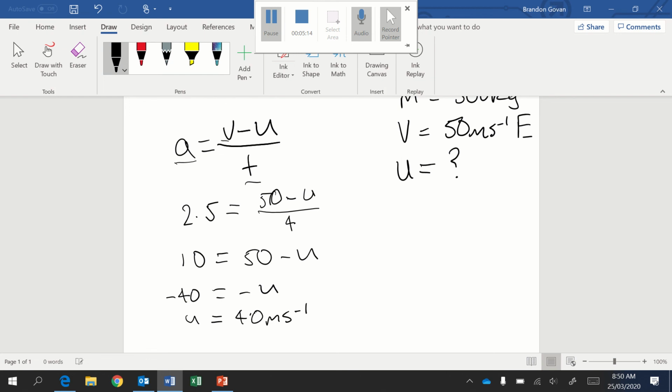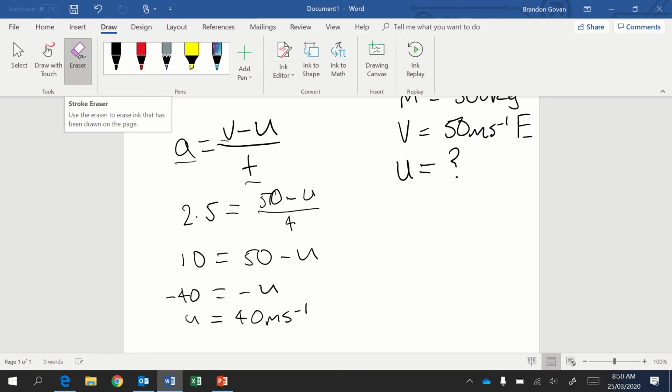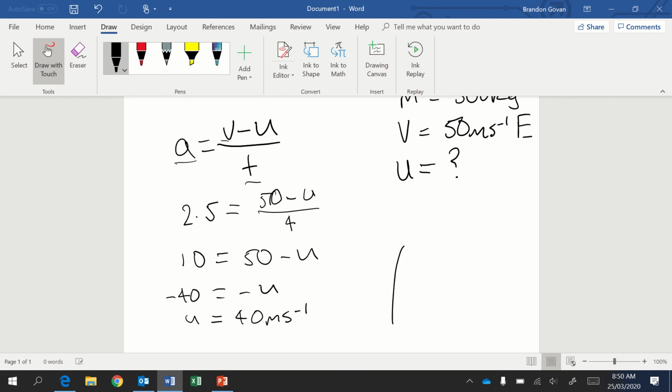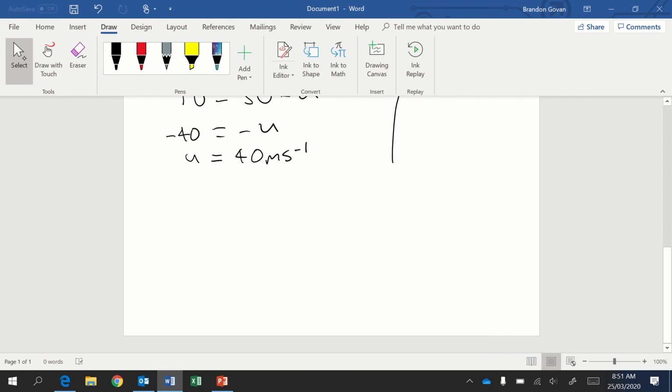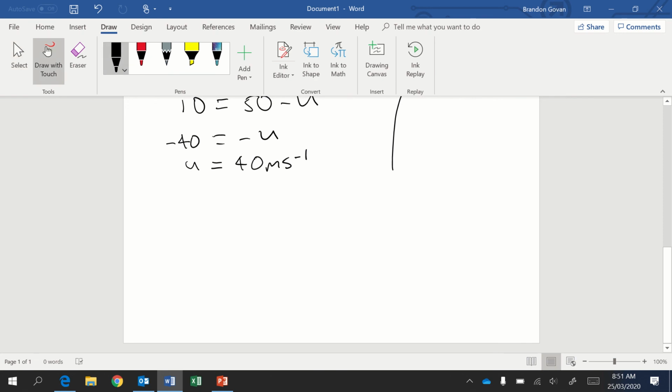And remembering that we need to still add in our meters per second as our unit, I've accidentally put a dot in there, so let's ignore that. Actually, I'll erase it. Oh, very nice. All right, so we've found our u for a positive acceleration. And now part B of the question asks us to find u if the acceleration was negative.